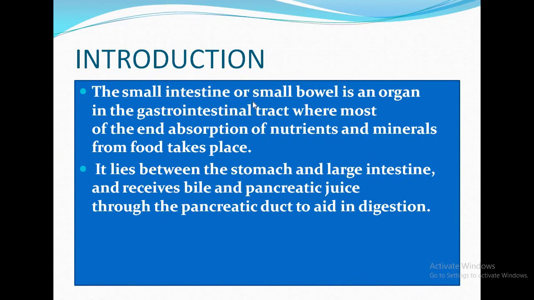So the small intestine, or small bowel, is an organ in the gastrointestinal tract where most of the absorption of nutrients and minerals from food takes place. It means this is the part of the gastrointestinal tract where digestion is getting completed, and as the digestion gets completed, the absorption process for most of the nutrients also gets completed over here.